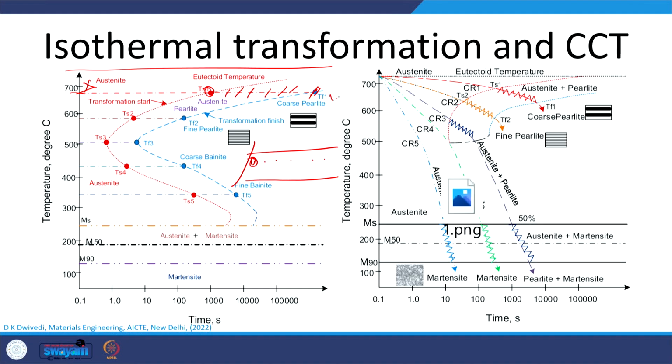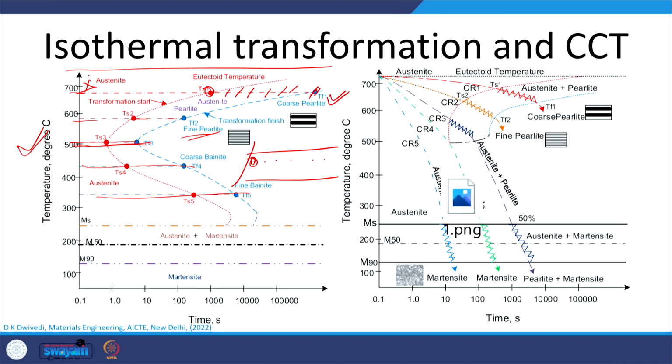So, initially we will get the coarse pearlite. Then if we hold the steel at a lower temperature, say 600 degrees centigrade, we will get fine pearlite. If we keep on reducing the retention period at a constant temperature, say 500 degrees centigrade at the nose, it will produce very fine pearlite. Then we will get coarse bainite, then fine bainite. These are the principles related to isothermal transformation.